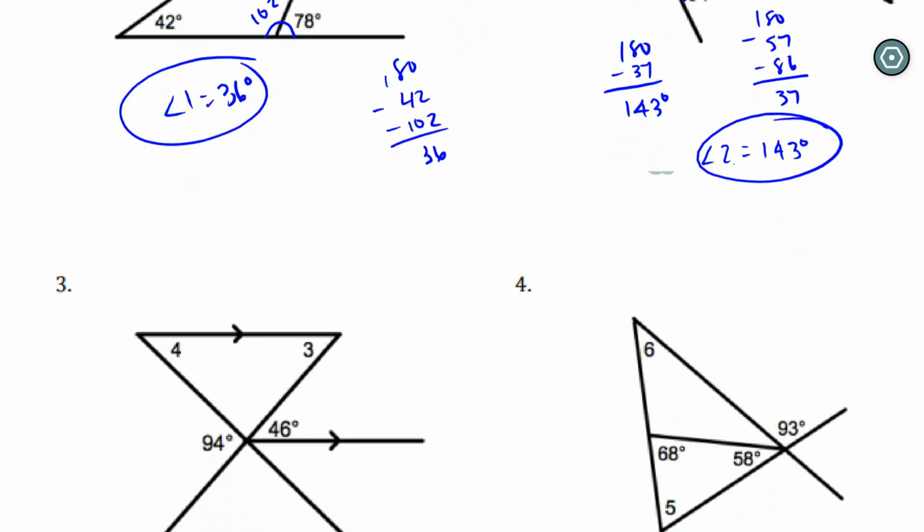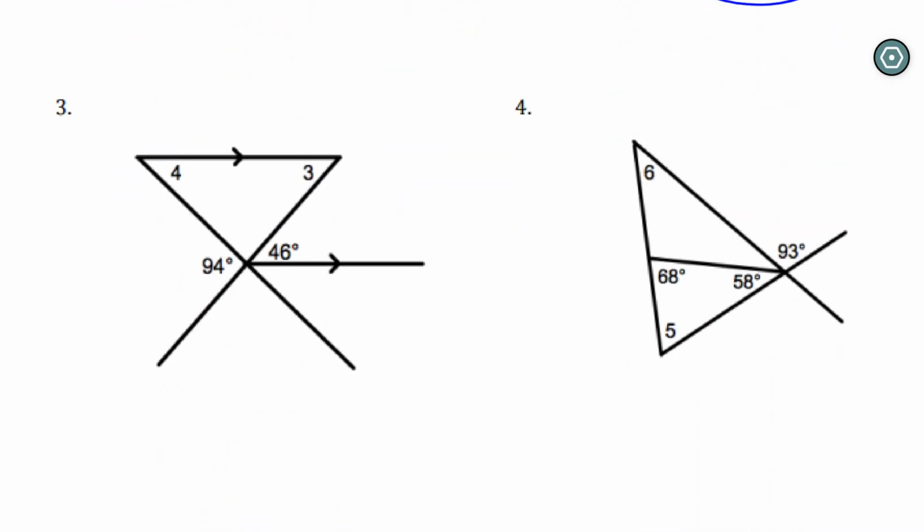All right, let's look at 3. 3 we have to do an auxiliary line here, kind of. So we're drawing one here. One of the things that I don't want you to get confused about is an auxiliary line does not bisect the angle. I'll say that again. The auxiliary line does not bisect the angle. So that 94 is not being split evenly.